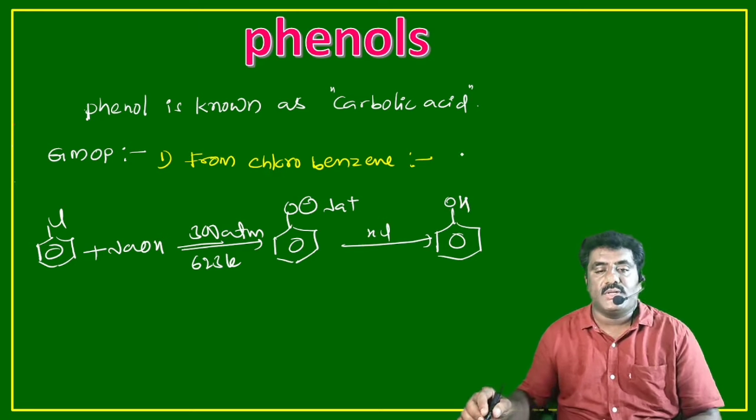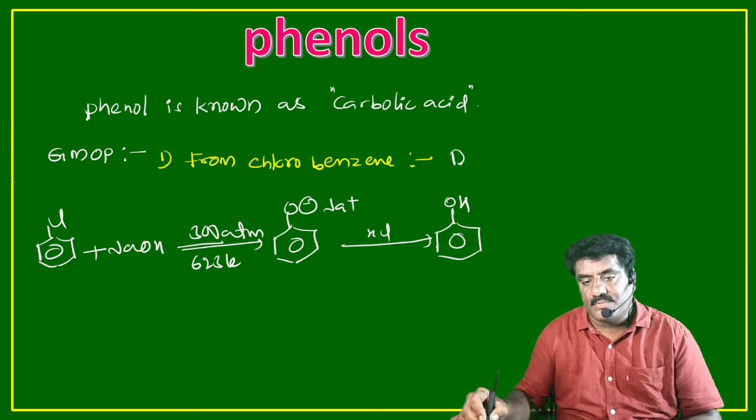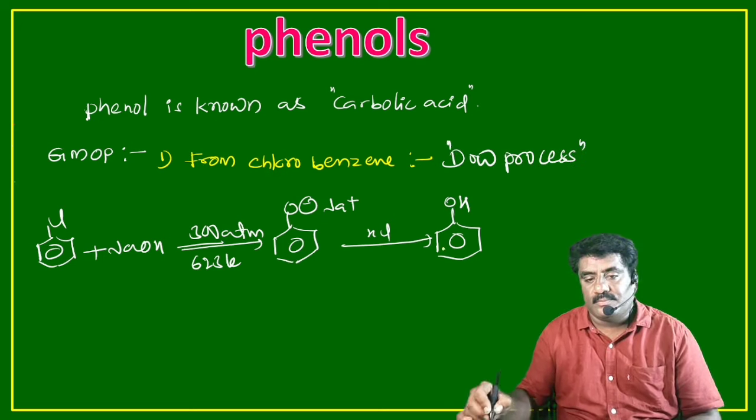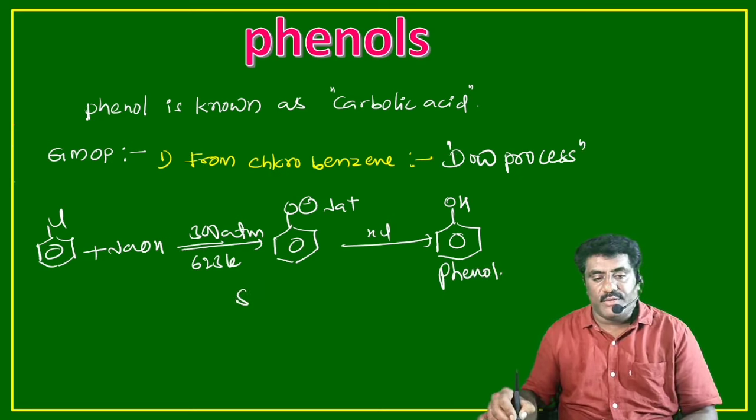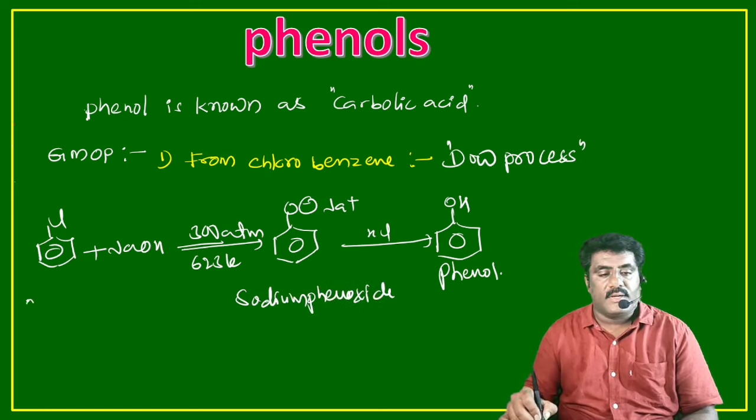This process is known as Dow's process. The name of the process is Dow's process. It is a phenol. It is a sodium phenoxide. It is a chlorobenzene.